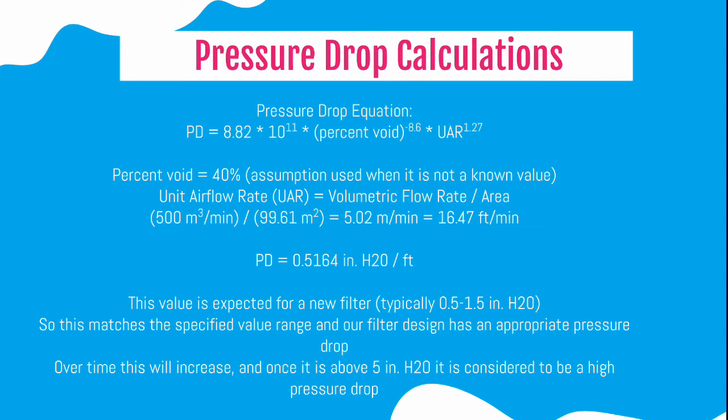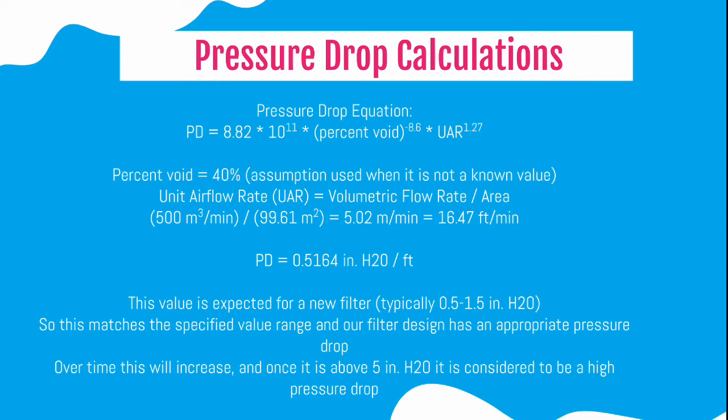The pressure drop of our baghouse filtration system was calculated by the following equation. This equation is typically used for biofilter systems, but the previously mentioned pressure drop equation contained too many unknown variables to solve for this project. It was assumed that the voids or holes take up 40% of the polyester surface area. The unit airflow rate is the volumetric flow per unit of surface area and was found to be 16.47 feet per minute. By using these values and the equation for pressure drop, the pressure drop was determined to be 0.5184 inches of H2O per foot.